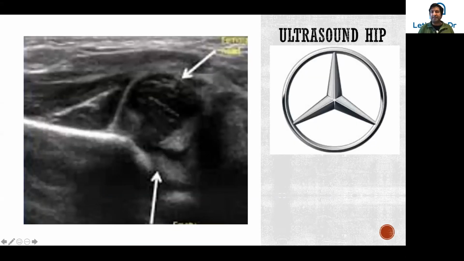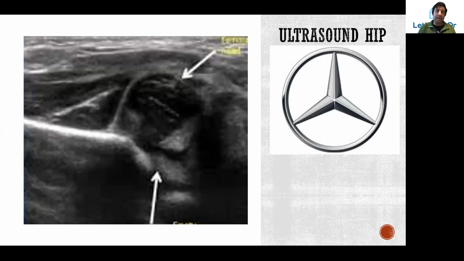Finally, I basically do a radiological assessment, and that's using an ultrasound. And the reason why we don't use X-ray before about 4 to 6 months is because the ossific nucleus doesn't become apparent before then. So actually ultrasound is the best way of assessing it.